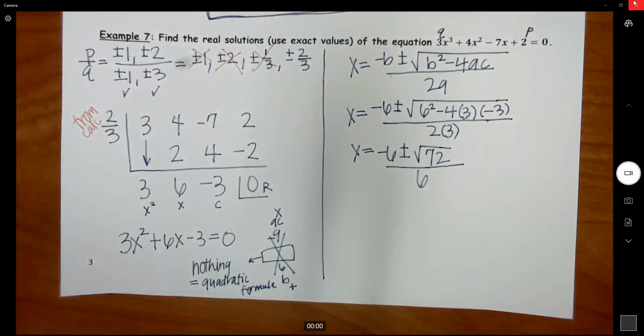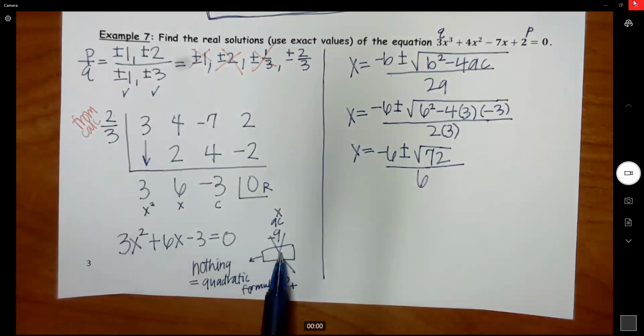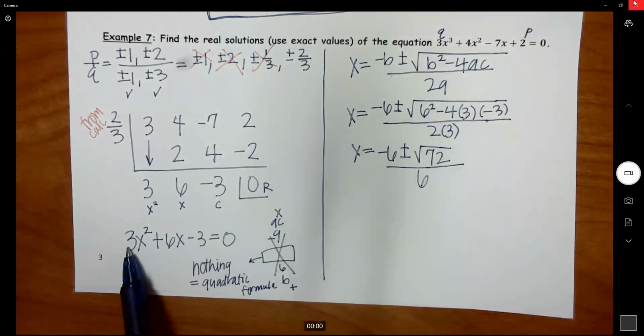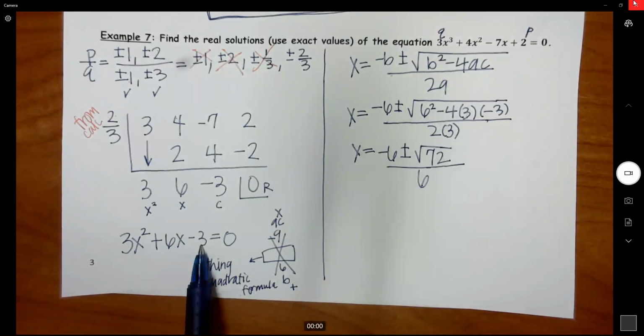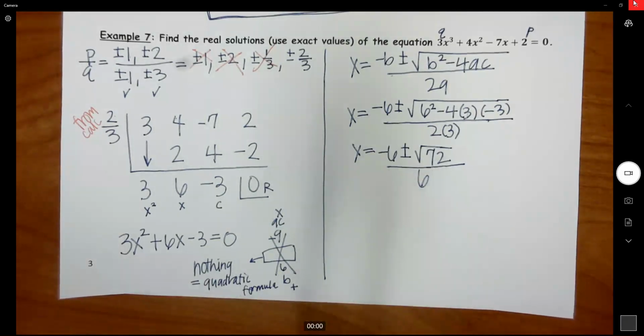Okay. Made the mistake here. This is supposed to be 3x squared. When you try and do your x, it doesn't work out. I rewrote my formula, so now plug in a is 3, b is 6, and c is negative 3 into your formula, simplify, and now we're here. Whew, okay.